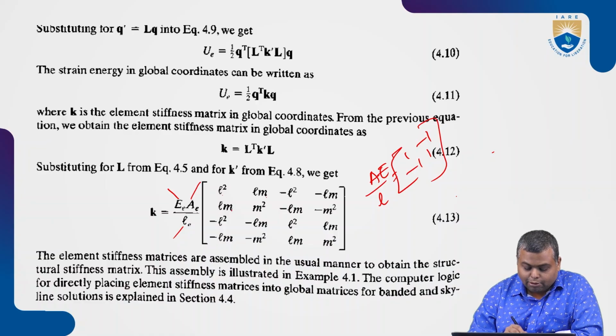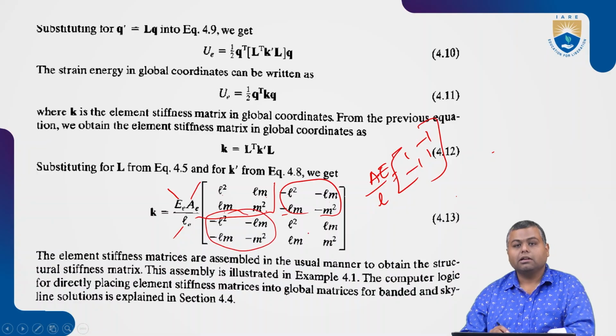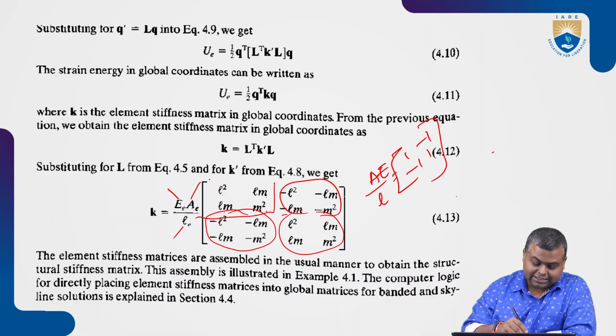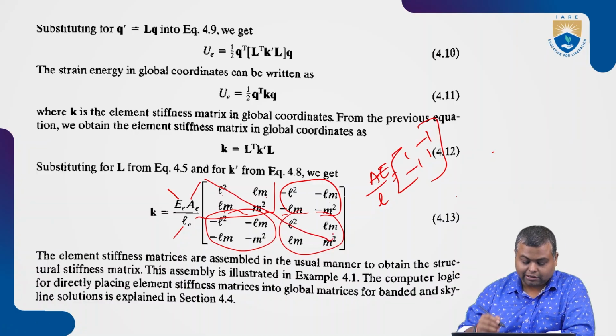L square, LM and M square. This is one matrix. Minus L square, minus LM, minus LM, minus M square. Minus L square, minus LM, minus LM, minus M square. L square, LM, M square. So this is what our diagonal matrix is.